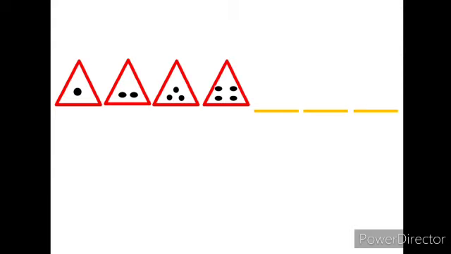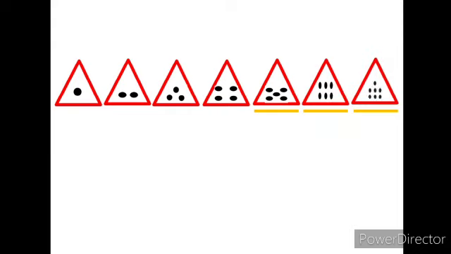Next example. Look at this sequence of patterns. Inside the triangle, they have given dots. In first triangle, there is one dot. In second triangle, there are two dots. In third triangle, there are three dots. And in fourth triangle, there are four dots. Thus, from this we came to know that to complete the sequence of patterns, we need to increase the dots. Thus, in fifth triangle, we should draw five dots. Sixth triangle, six dots. And seventh triangle, seven dots.